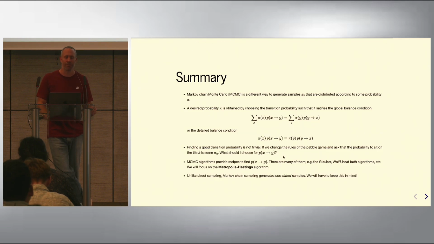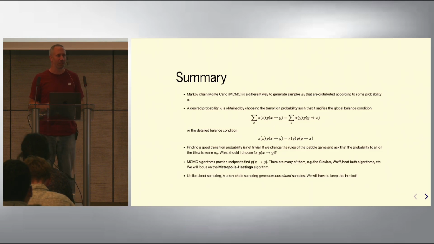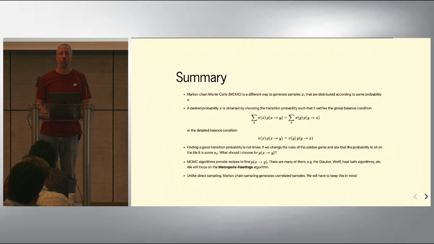There are many different algorithms, with names which maybe you've heard before, like Glauber, Wolff in the case of the Ising model, the heat-bath algorithm. But I will really just focus on one, which is maybe used the most, called the Metropolis-Hastings algorithm, which is one way to satisfy the detailed balance with a proper choice of this transition probability. Okay?